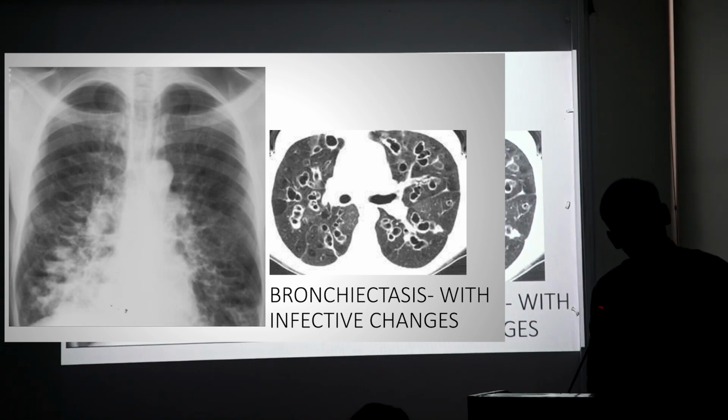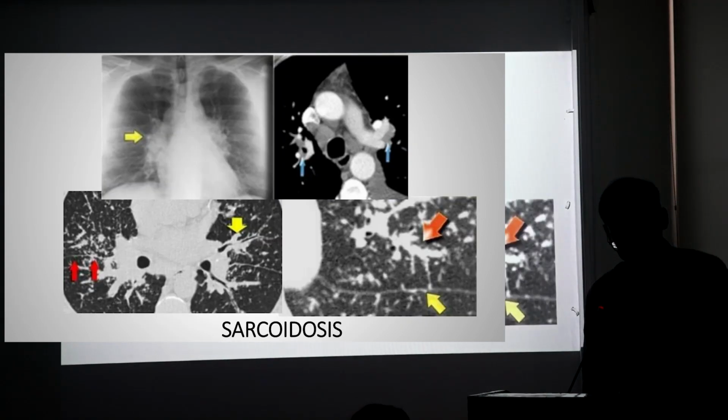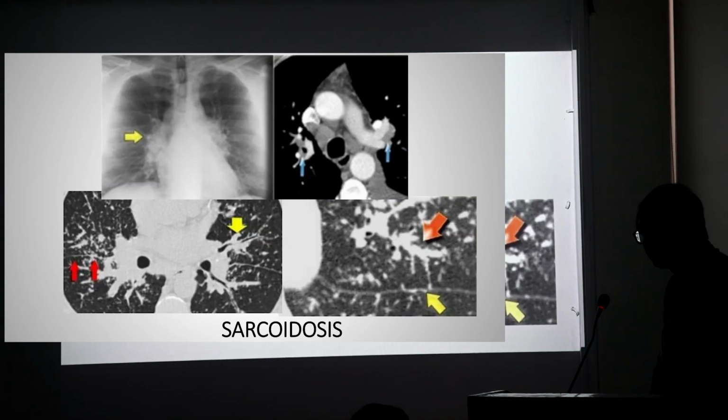These are bronchiectasis, another case of bronchiectasis with infective changes. How do we know there are infective changes? Because in these rounded opacities, there are air fluid levels. Next case.